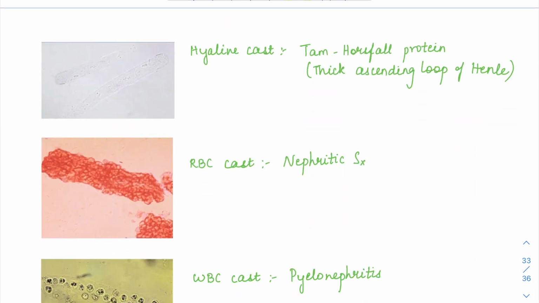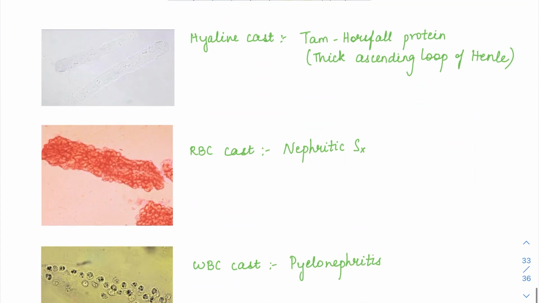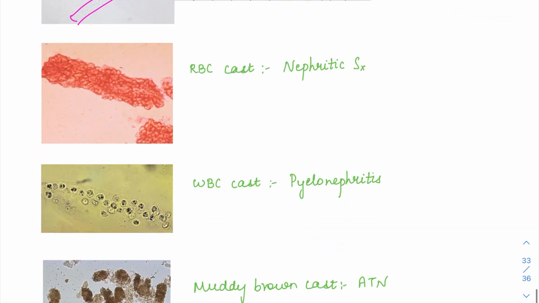Then we'll see about the various types of casts we see in urine. About hyaline cast, I already spoke. It is produced by the loop of Henle, which produces the Tamm-Horsfall protein, on which other casts are formed. So this is the basic cast, which is normal, and if you see, it is quite transparent, right, with regular kinds of edges. So this is a hyaline cast.